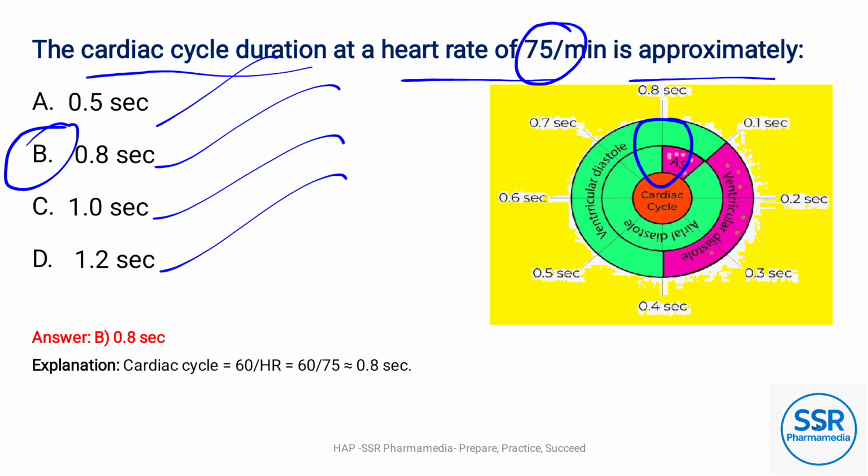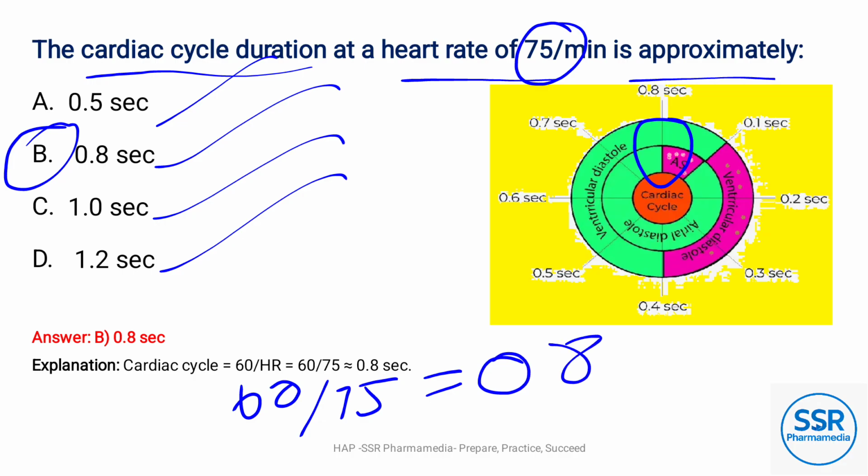At a heart rate of 75 per minute, the cycle duration is 60 divided by 75, which is equal to 0.8 seconds.